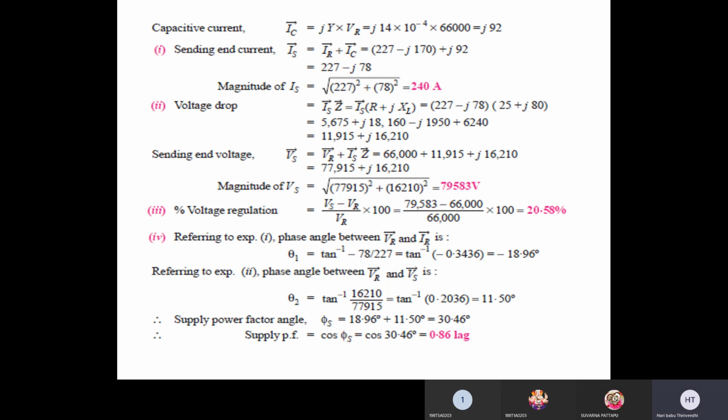Now by adding this for theta 2, tan inverse of 16,000. Theta 1 is for sending end current, theta 2 is for sending end voltage. Theta 1 is the angle of the sending end current, theta 2 is the angle of the sending end voltage. Now supply power factor angle phi s is equal to phi 1 plus phi 2, 30.46. Therefore supply power factor is nothing but cos phi s, 0.86 lagging.